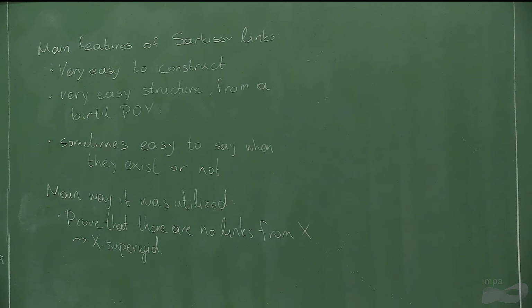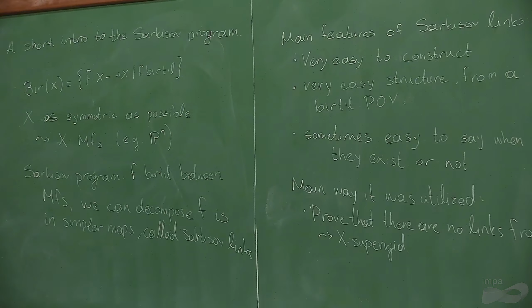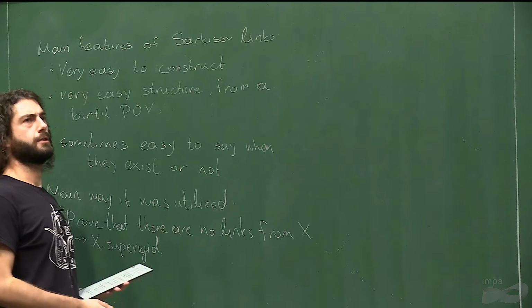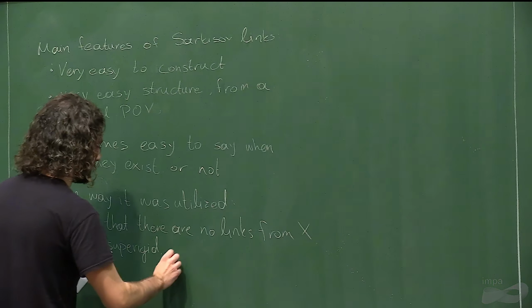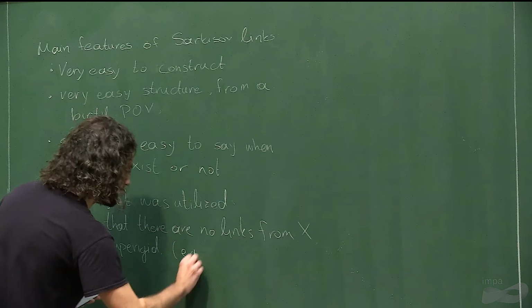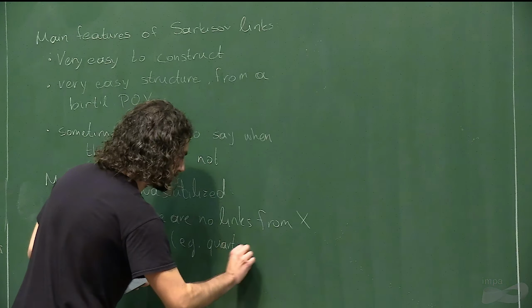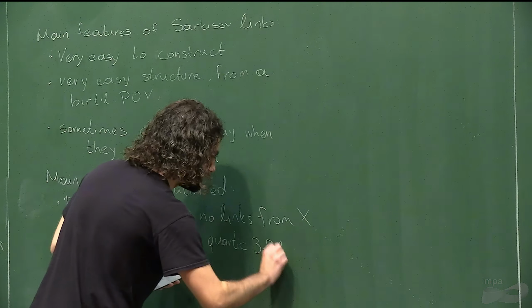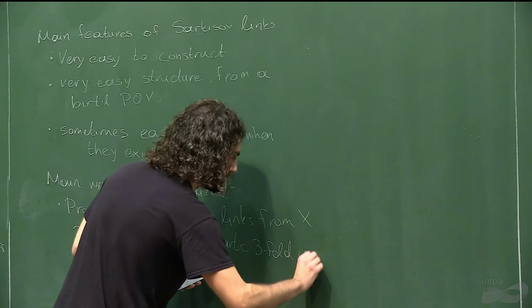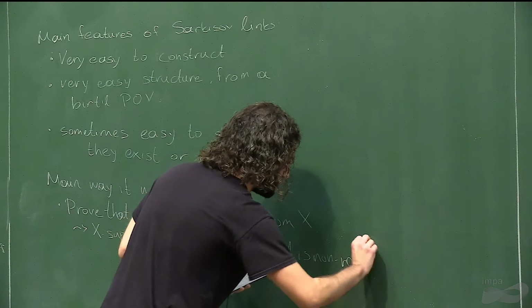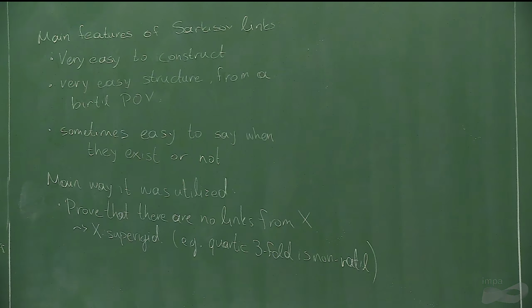In particular, if there are no birational maps from X to anything else, then, for example, X is not rational. It cannot be birational to projective space. And this is what Iskovskikh and Manin used to prove that the quartic threefold is non-rational. So smooth quartic threefolds are not rational.